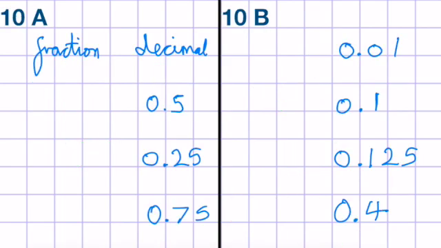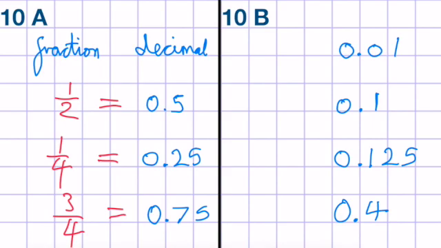Today we're doing the opposite of what we normally do. You've got the decimals and you have to write the fraction equivalent. Press pause and then we'll go through it together. 0.5 is half. I need to put my equal sign, very important. 0.25 is 1/4. 0.75 is 3/4.